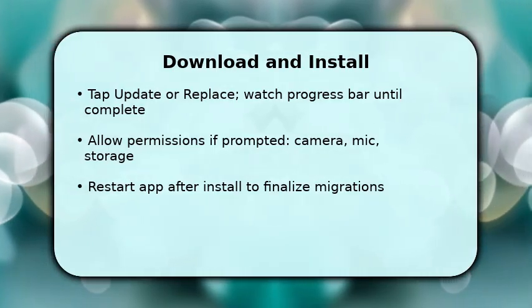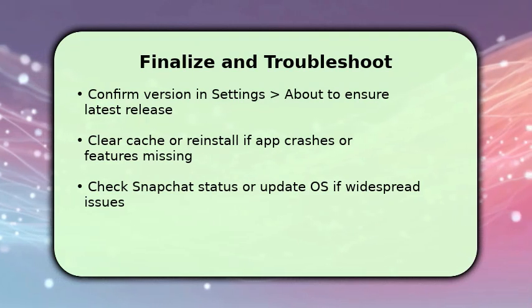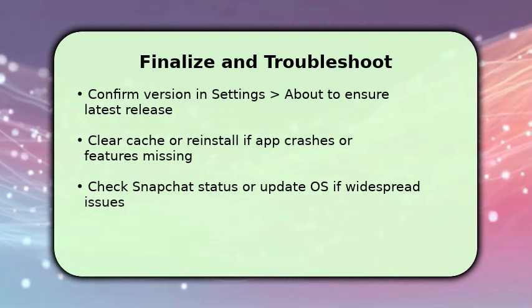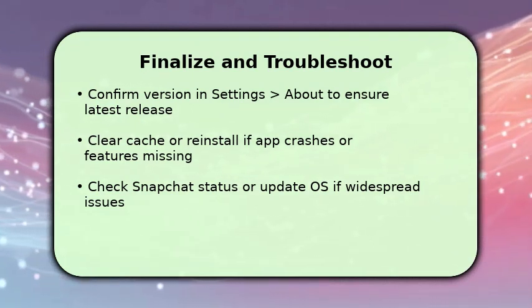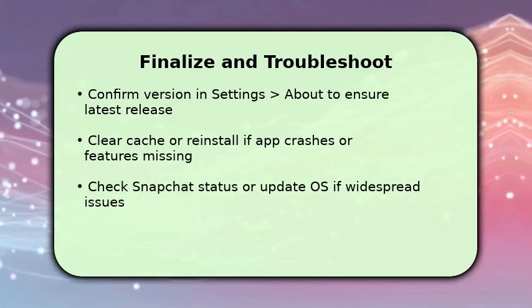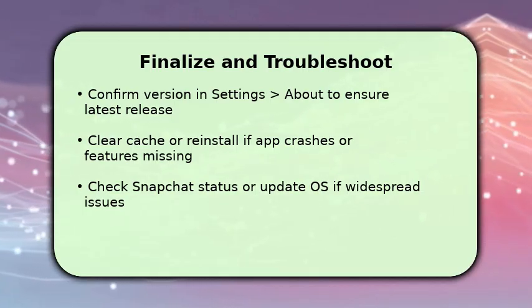You finish by checking Snapchat settings about to confirm the new version number, which verifies the update applied. Then test the camera, chat, and stories. If something's broken, clear the app cache first, then reboot your device.